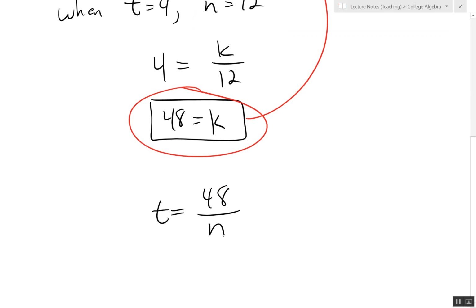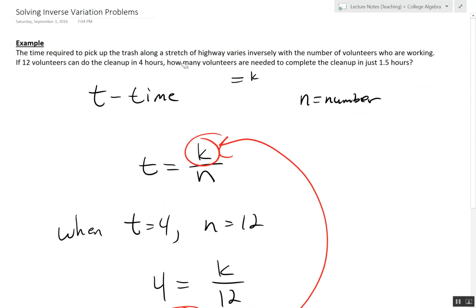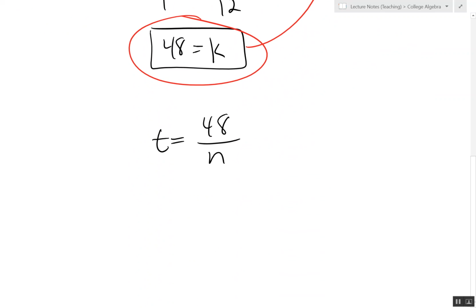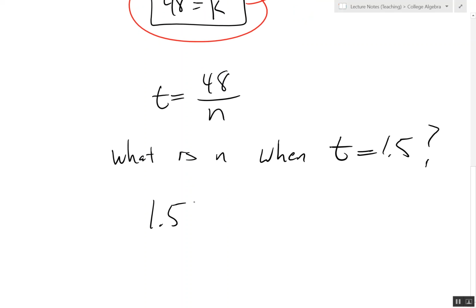And now if you give me a time or a number of people, I should be able to give you the other quantity. So here we have, how many volunteers are needed to complete the cleanup in 1.5 hours? So the question is, what is N when T equals 1.5? So we have 1.5 equals 48 over N.